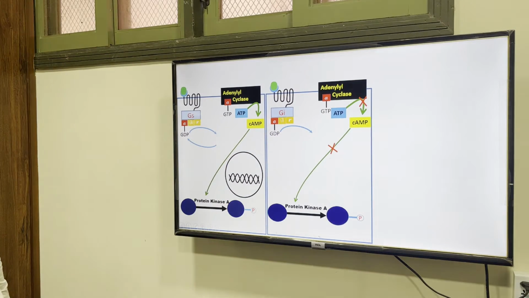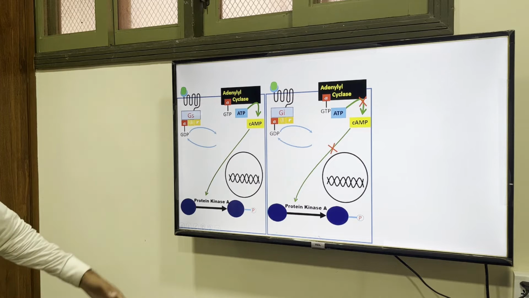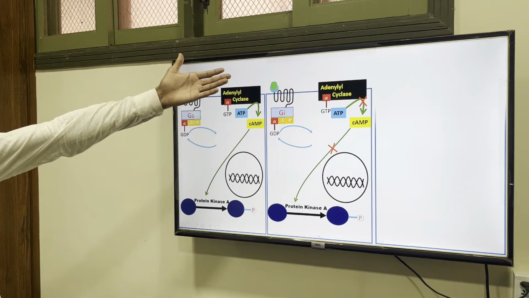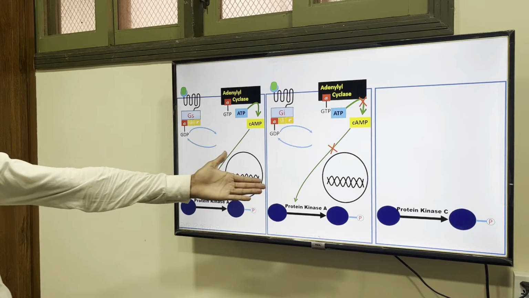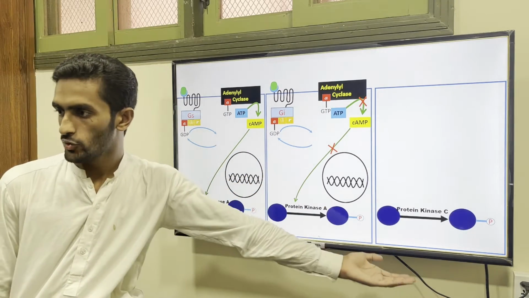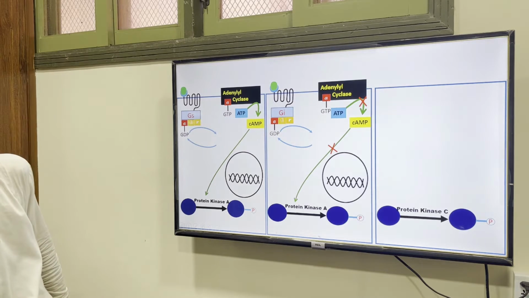Okay. Now come to the other one, the IP3 system, the GQ system. So for example, here is protein kinase A. We need to activate it. Let's see what is happening.